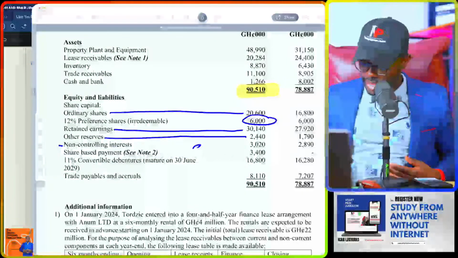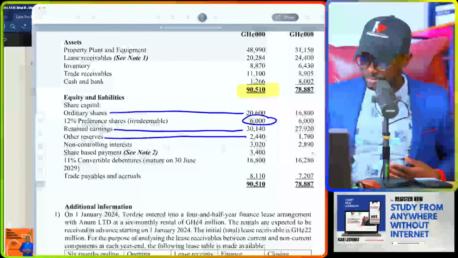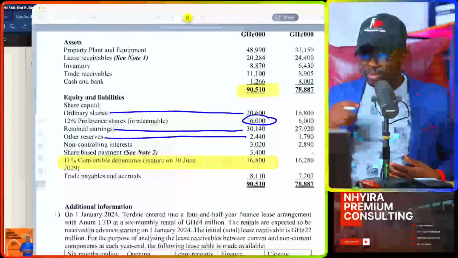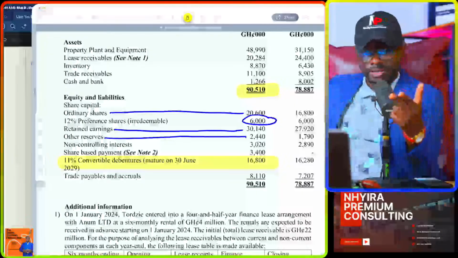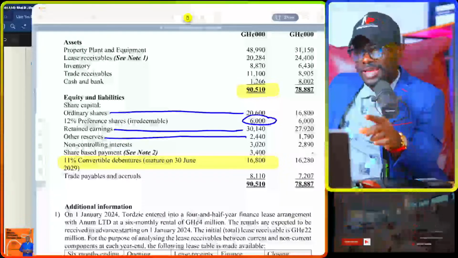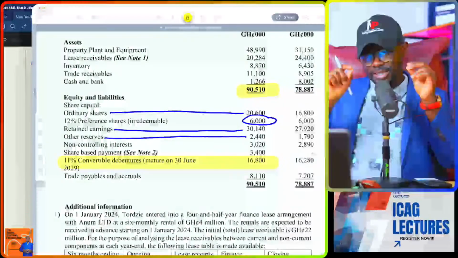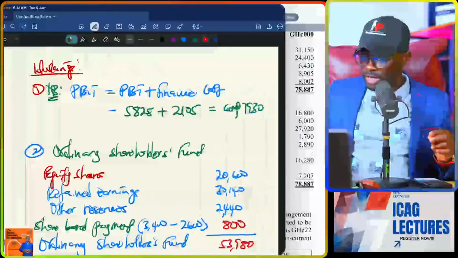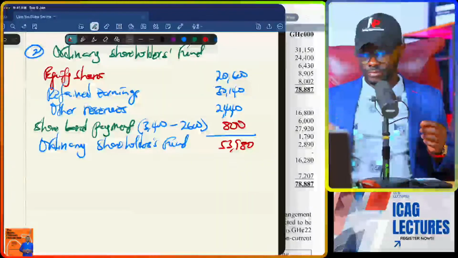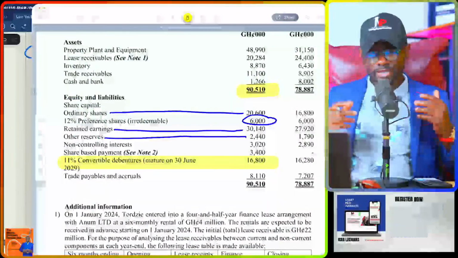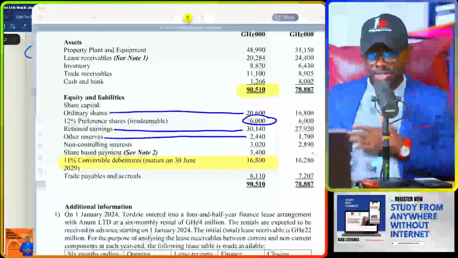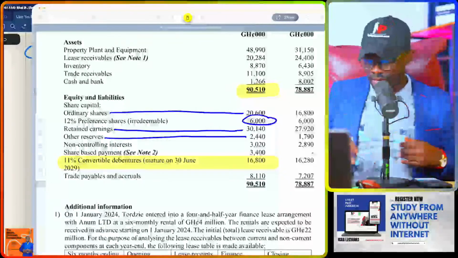You can see here there is 11% convertible debentures, 16,800. Yeah, that's a long-term debt. Is there any other long-term debt? Yes, the liability component coming in from the share-based payments that we spoke about will have to feed into that workflow.